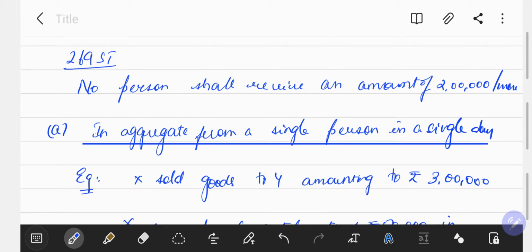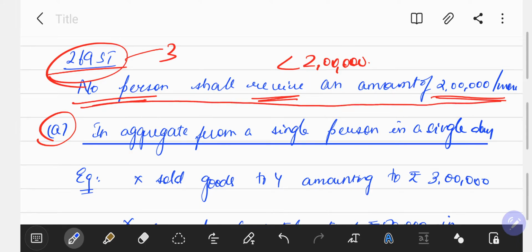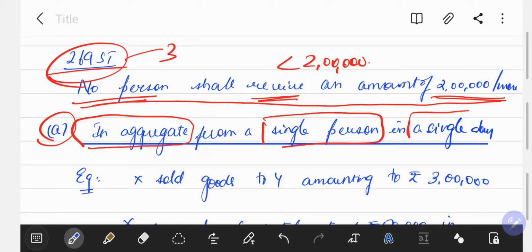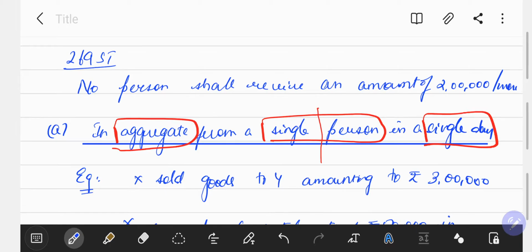Now let us discuss the first condition. We talked about section 269ST, that no person shall receive an amount of 2 lakh rupees or more. A person can receive cash below 2 lakhs. Now what are the conditions? In section 269ST, there are basically 3 conditions. The first condition is that no person shall receive an amount of 2 lakh rupees or more in aggregate from a single person in a single day. Let us try to understand it.